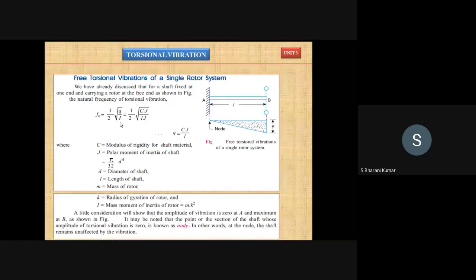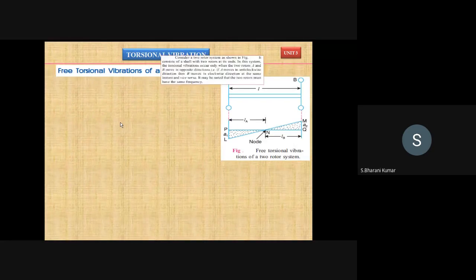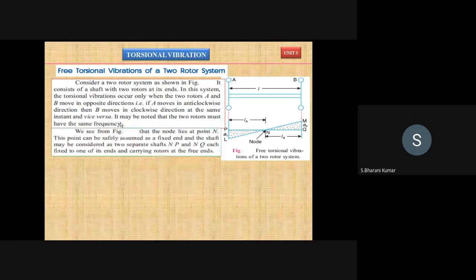The next one is called the two rotor system, and this is the diagram for it. Both ends are without a fixed end. The two ends have the rotors, rotor A and rotor B. That is what we call a two rotor system. Here the frequency of A is equal to the frequency of B. The bottom one is the node diagram.